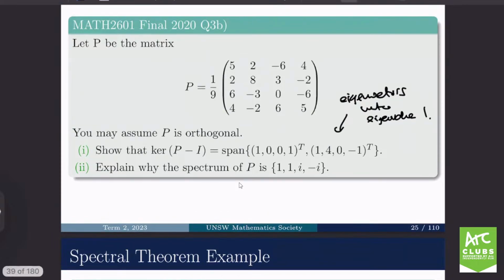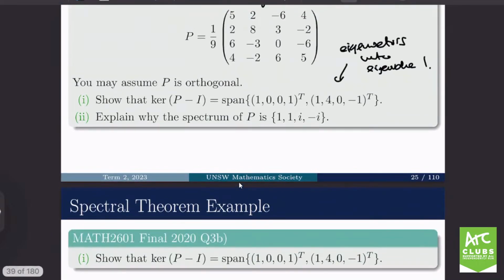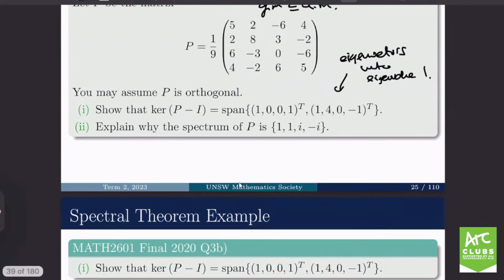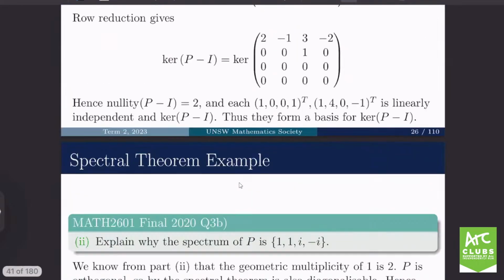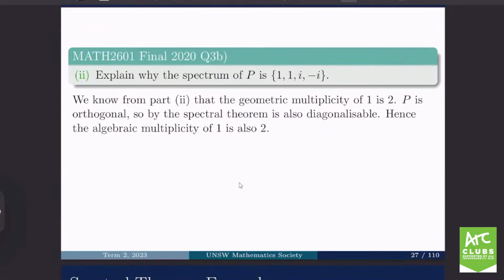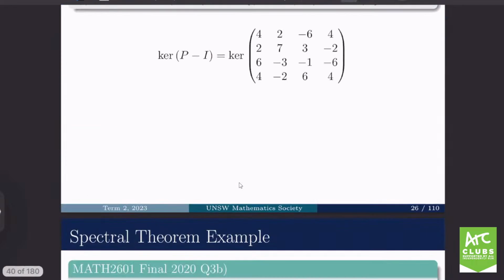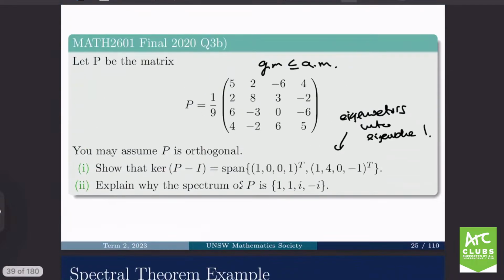Now, we know that the geometric multiplicity is always less than or equal to the algebraic multiplicity. So we can see that at least 1, 1 have to be eigenvalues. There has to be at least two eigenvalues with value 1, right? Therefore we have 2 eigenvalues, 1.